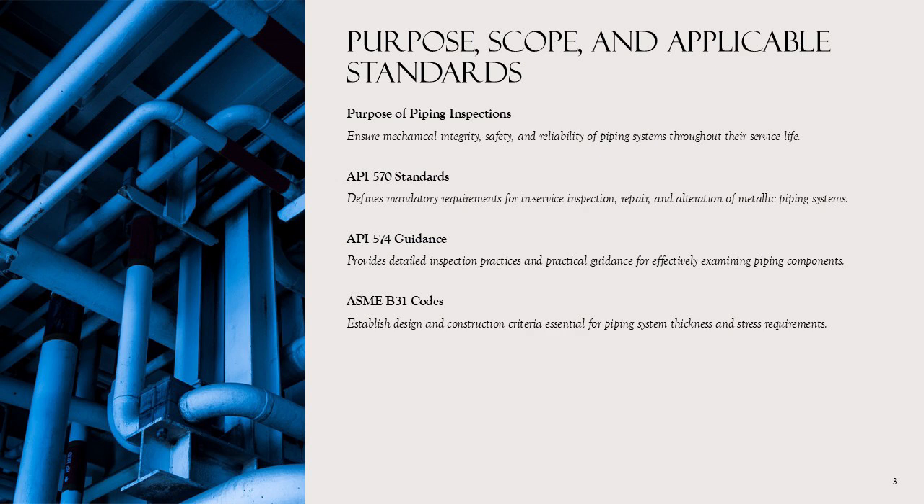Together, these standards create a comprehensive lifecycle approach. ASME governs design and construction, API 570 governs in-service inspection and maintenance, and API 574 provides the practical how-to for inspectors. This presentation is intended to guide inspectors in applying these standards systematically during both on-stream and off-stream inspections, ensuring consistency, technical correctness, and regulatory compliance while adapting to real-world operating conditions.